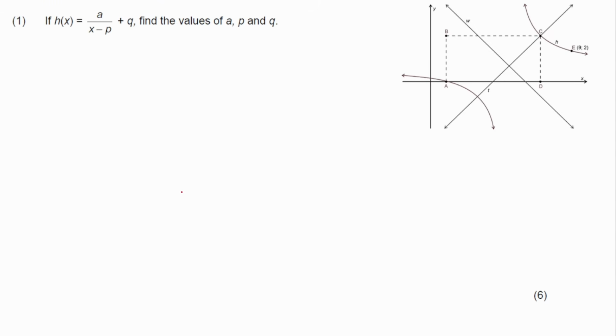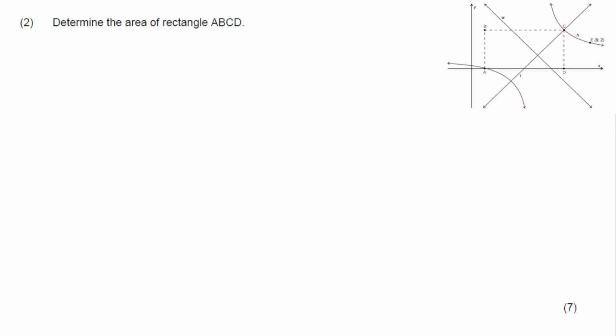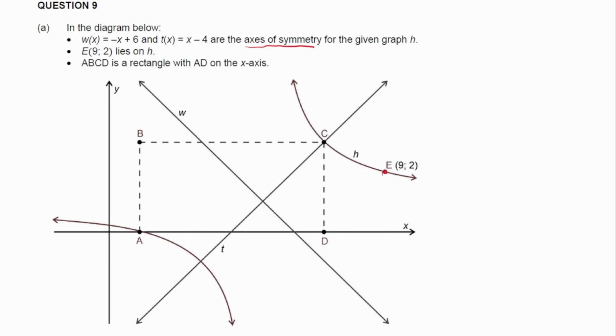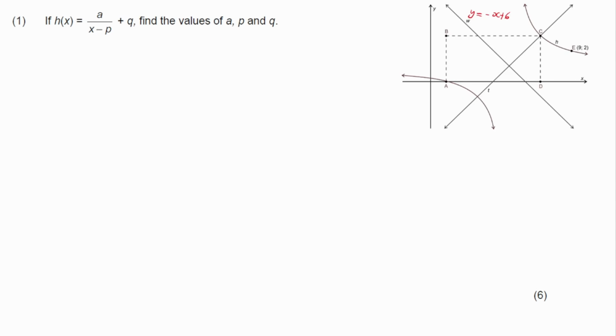Question 1 asks us, if the hyperbola formula is given as a divided by x minus p plus q, find the values of a, p, and q. All right, so what I'm going to do is write the equation of w: y is equal to negative x plus 6. And the equation of t is y is equal to x minus 4.